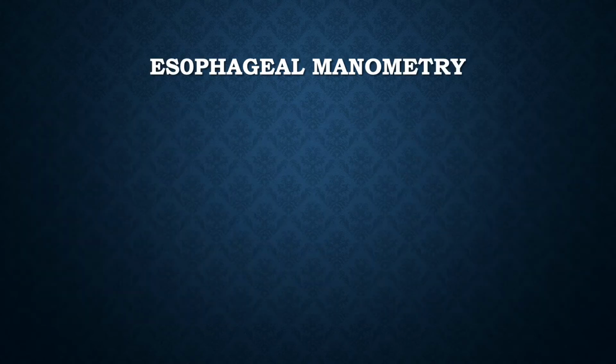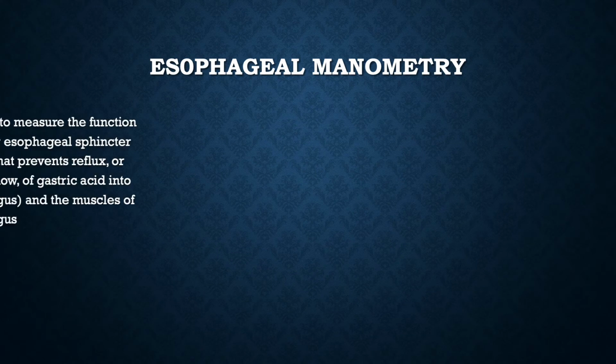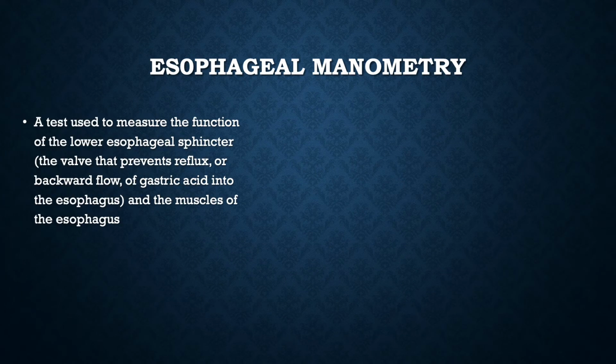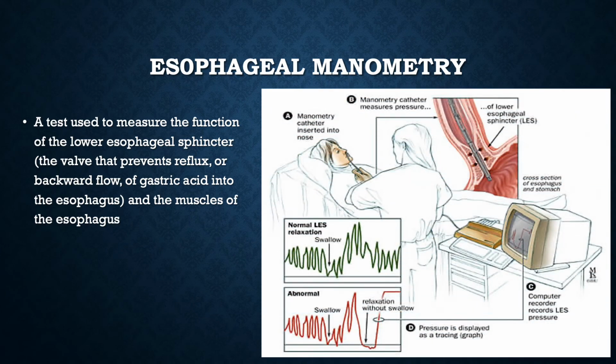Next in line is esophageal manometry. This is a test used to measure the function of the lower esophageal sphincter, or the LES, the valve that prevents reflux or backward flow of gastric acid into the esophagus and the muscles of the esophagus.